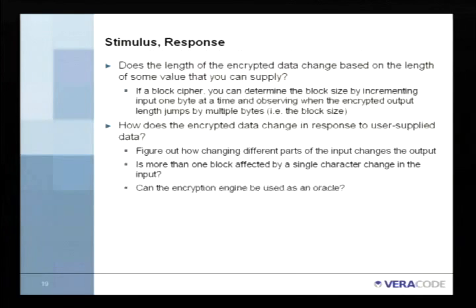How does the encrypted data change in response to user-supplied data? What different fields that I have control over can I use to affect the token? So is it just the email address, or are there other things being stored in there? It's kind of a binary way to figure out what is actually being stored in there, even though you don't know how it's being stored.